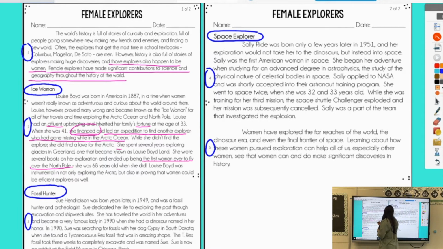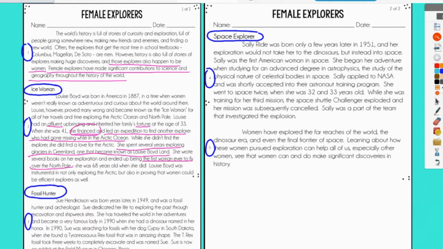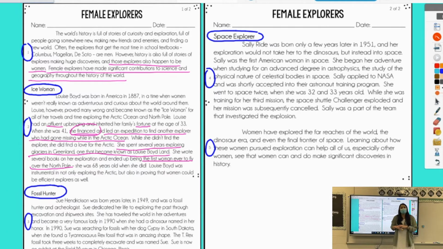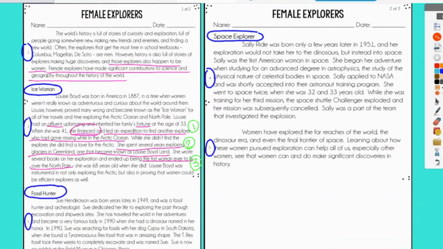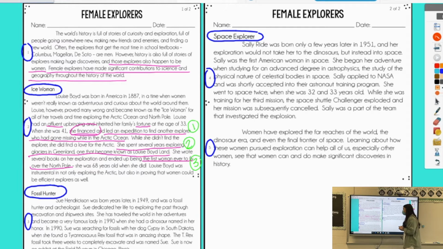And she spent several years exploring glaciers in Greenland and even made an area named Louisa Boyd Land. If you want to number these when you're underlining them, that would really help you when we go back to do our chart. Fossil hunter, Sue Hendrickson. Let's go back and underline the people that we're talking about. It's really important to underline the people we're talking about or reading about.